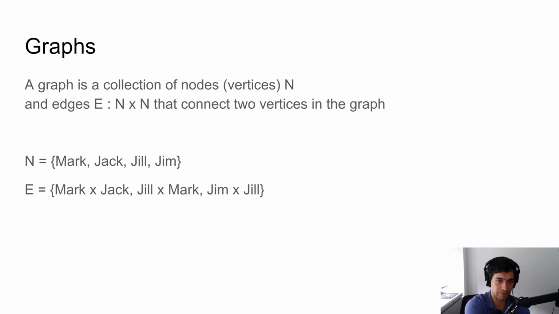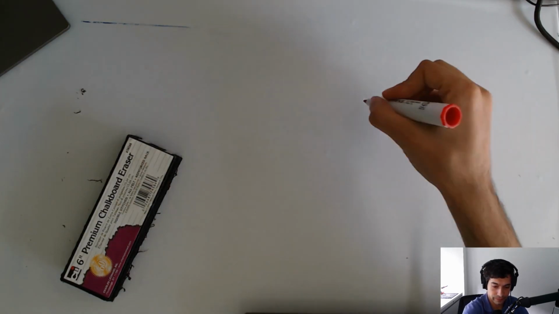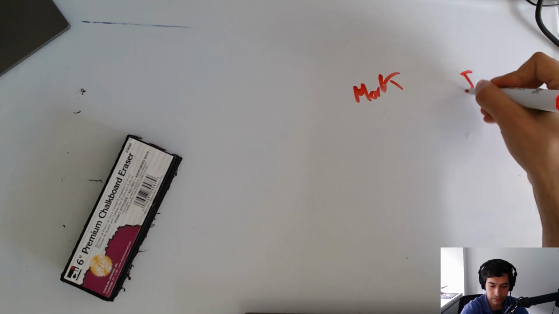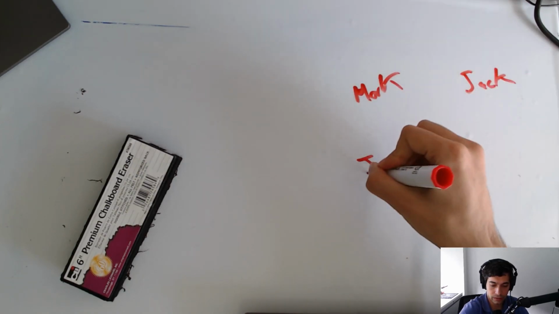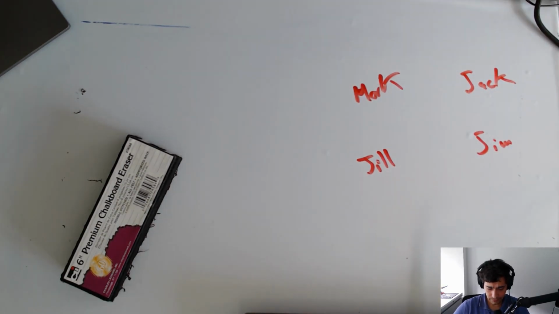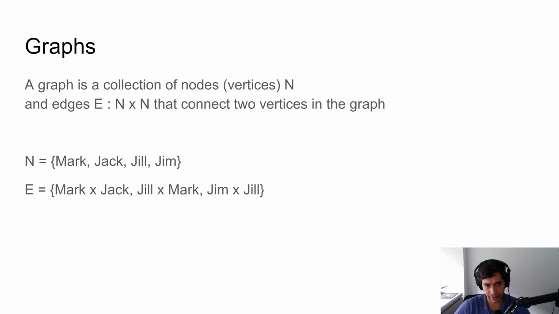So as an example, we might have a graph that represents a social network. And so we might have 4 people in our network: Mark, Jack, Jill, and Jim. And then we have edges between all of these users. So let's start with our nodes. We'll start with Mark, Jack, Jill, Jim. And we have edges, and those edges are defined by these pairs.